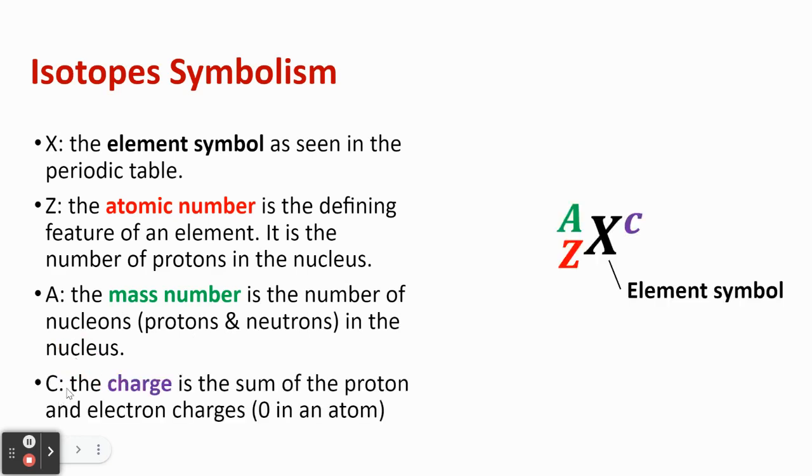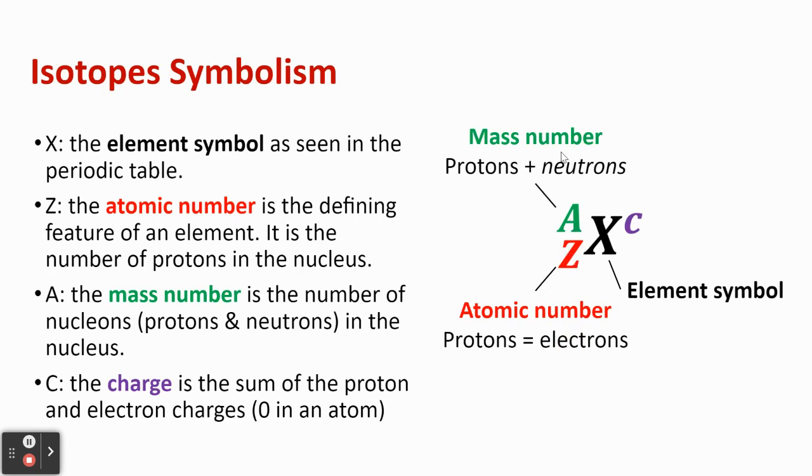And C stands for the charge on that atom, which is the sum of the protons and the electrons in that particular particle. For atoms, since the number of protons equals the number of electrons, that value would be 0. So when we look at the element symbol here, this would be the symbol off the periodic table. This would be the atomic number, which equals the number of protons. And when atoms are neutral, it also equals the number of electrons. We've got A here, which is our mass number, that equals the number of protons plus the number of neutrons. And we've got C here, which is the atomic charge.